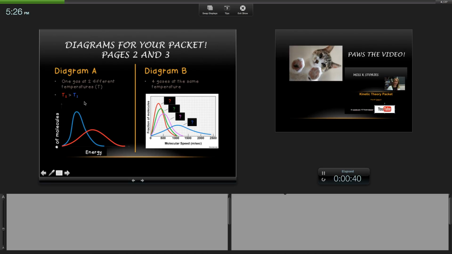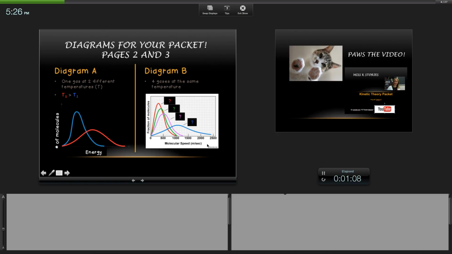So take a look at that and answer those questions. When you're ready, here's the diagram for page 3. You have 4 different gases all at the same temperature, the red one versus green versus purple versus blue, and they all have different amounts of particles at different speeds. This is how many particles you have, and this is the speed they're at. So go ahead and answer the questions that go with that.